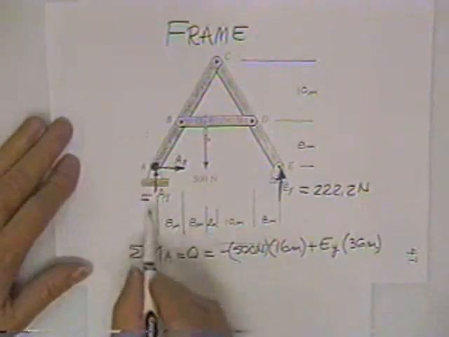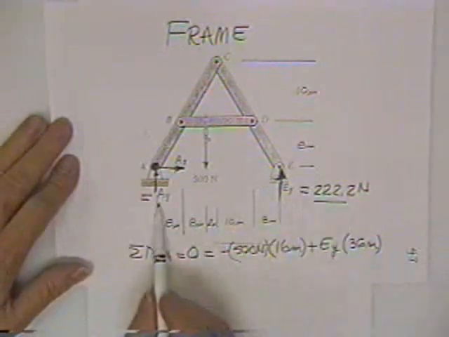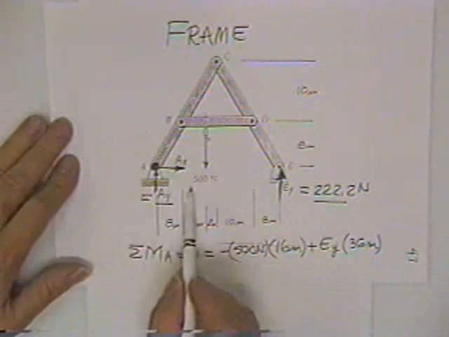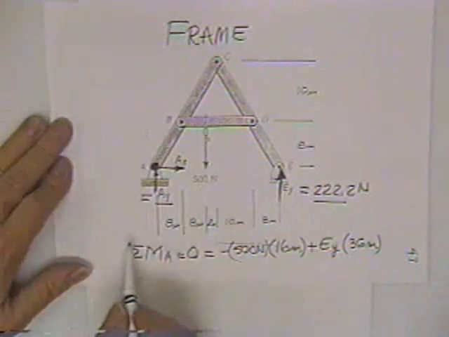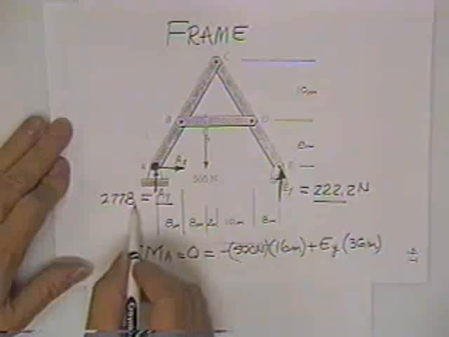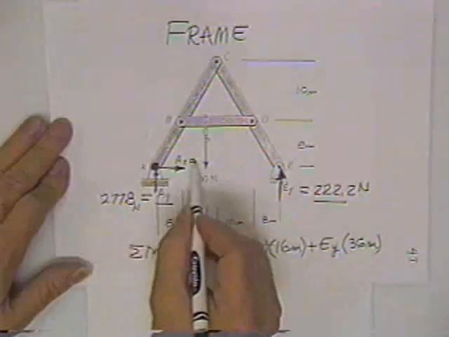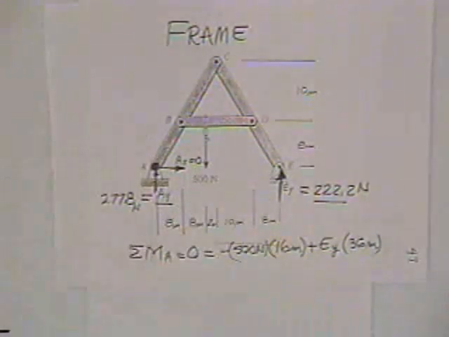That means I can get this one from the sum of forces in Y. In other words, this pressing up plus this pressing up has to equal this pressing down, and therefore this answer is 277.8 newtons. Since nobody's pushing on the frame in the horizontal direction, that number happens to be 0.